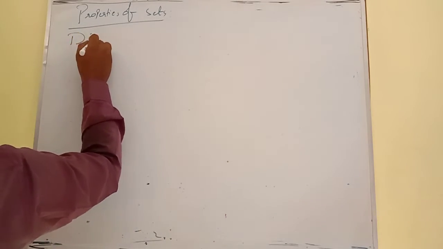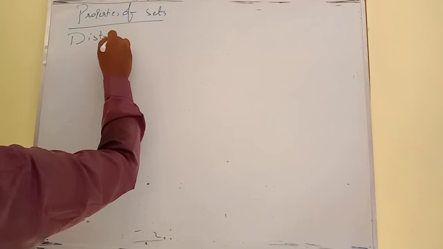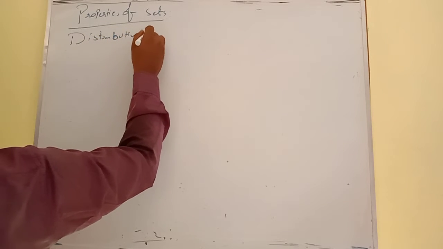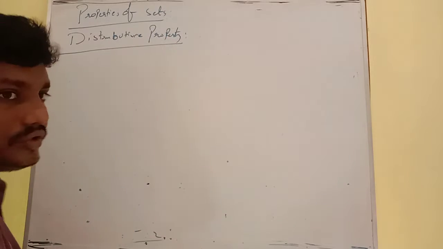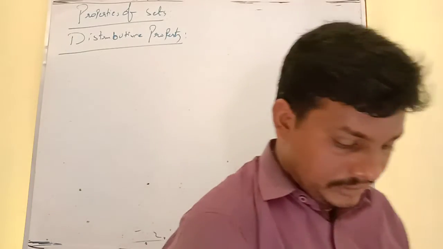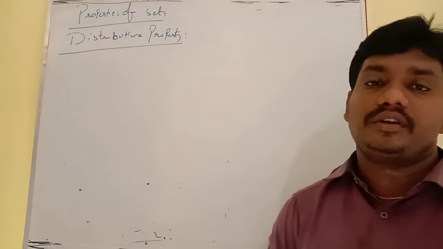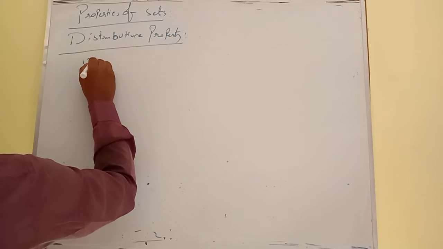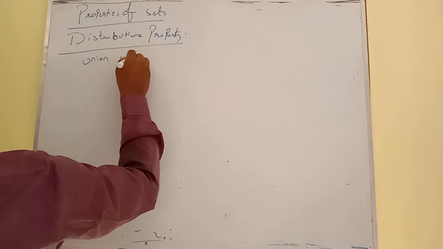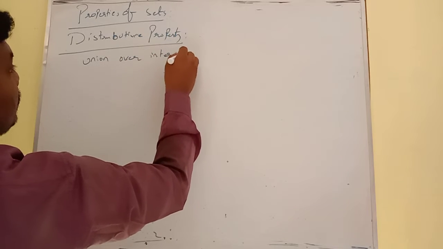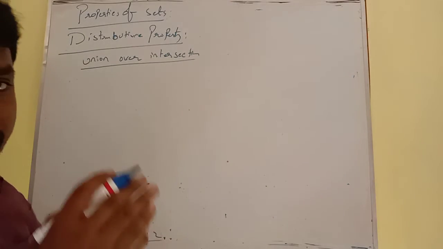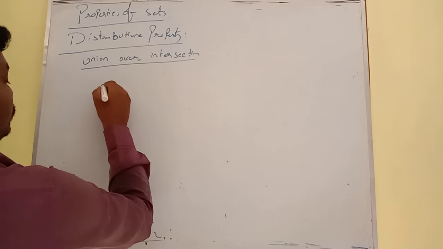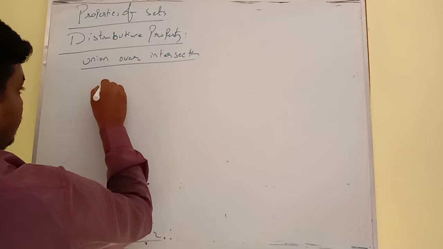First, distributive property. What is the distributive property? For the distributive property, first we are going to consider union over intersection. Distributive property is union over intersection. As the name itself says, first union, after that intersection we have to consider. So like A, B, C are any three sets.